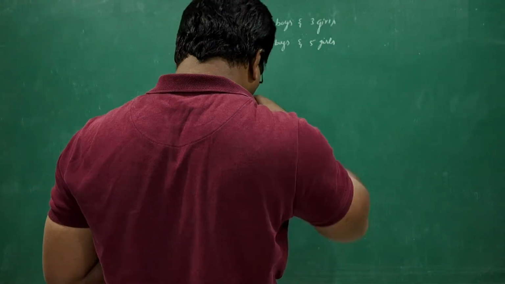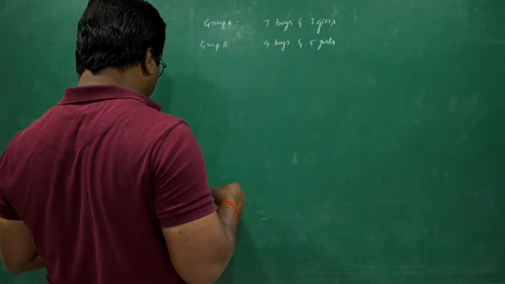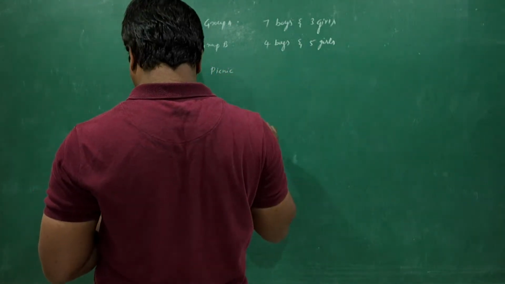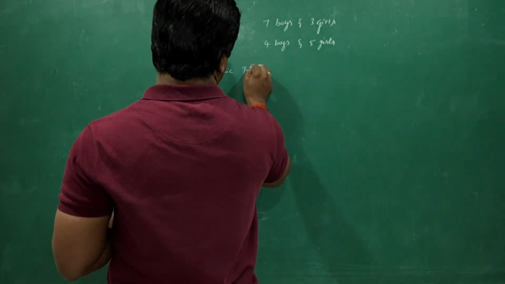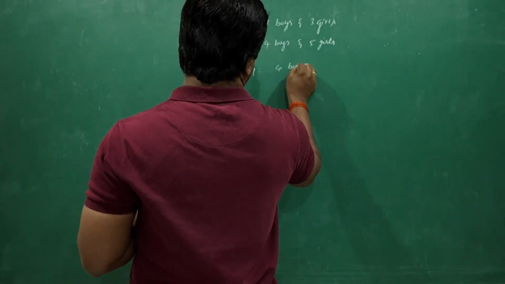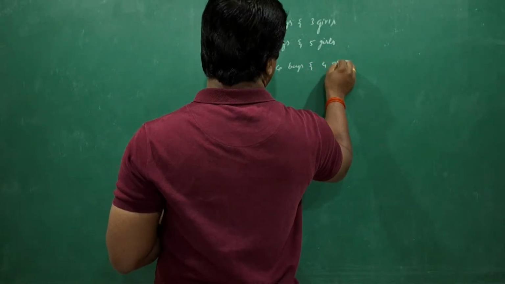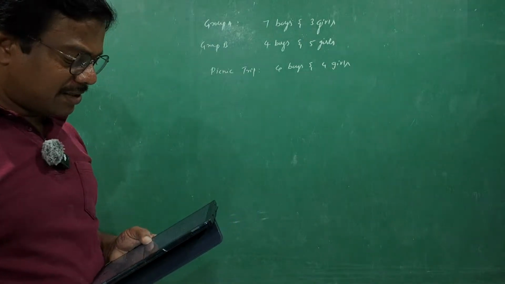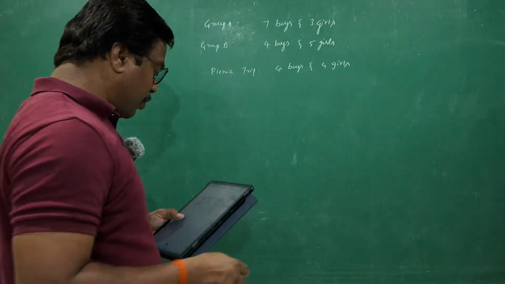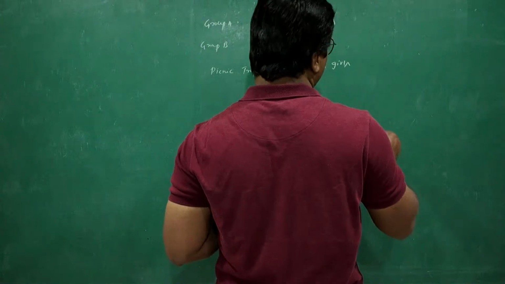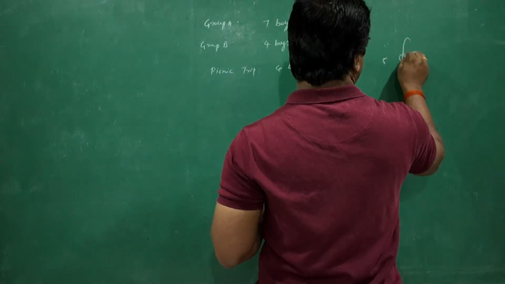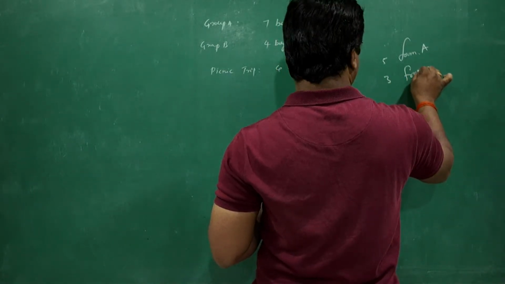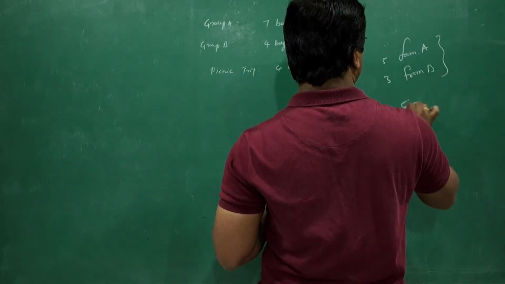For a picnic trip, 4 boys and 4 girls are required such that 5 are selected from group A and 3 are selected from group B. 5 from A, 3 from B. This is the selection.